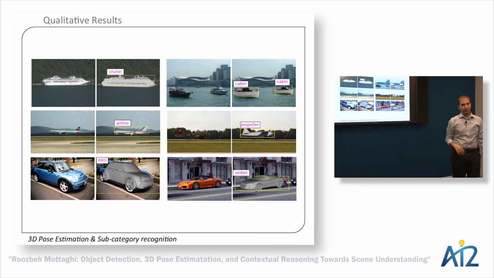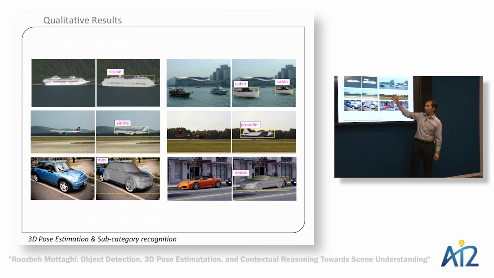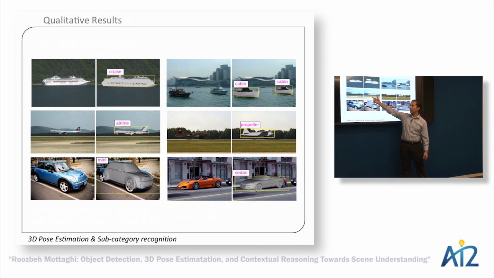So here are some qualitative results, and here we have this sheep, and what you see here is the projection of the corresponding CAD model according to the estimated continuous viewpoint. And so it can detect the type of the object. So you can see the viewpoint of the object and also the subcategory of the object. So this is an airliner, this is a mini, and so there are different examples.